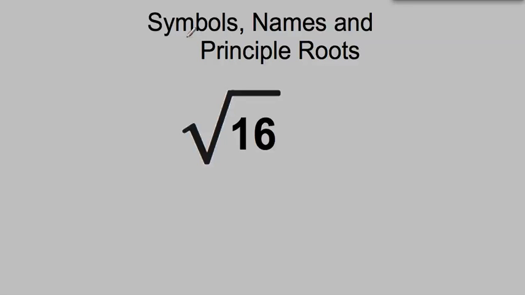Let's look for a minute at the symbols that we're going to use, what we call different things, and then we're going to talk about this concept of a principal root. If we look at this check mark looking symbol, we should all realize that means take the square root. It has a name though. That symbol is called a radical, and any number or expression inside the radical, like this 16 here, is what we're going to call a radicand. Just some naming conventions here. Nothing to get too worked up about.